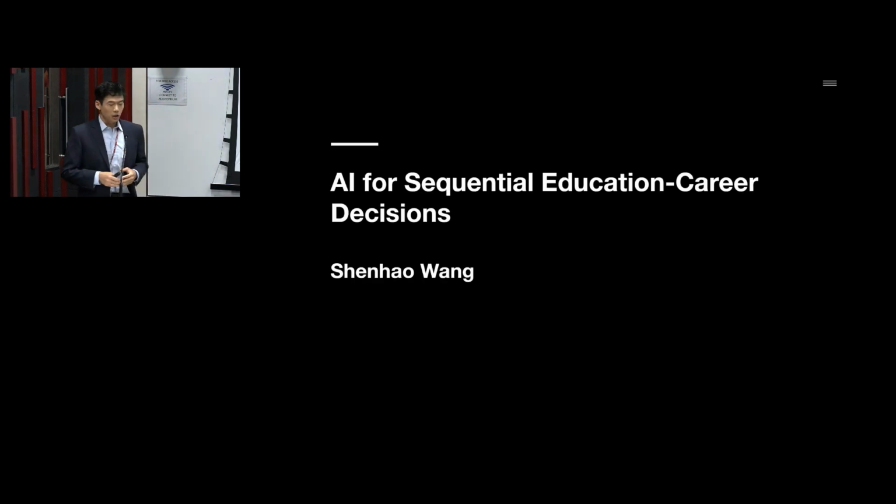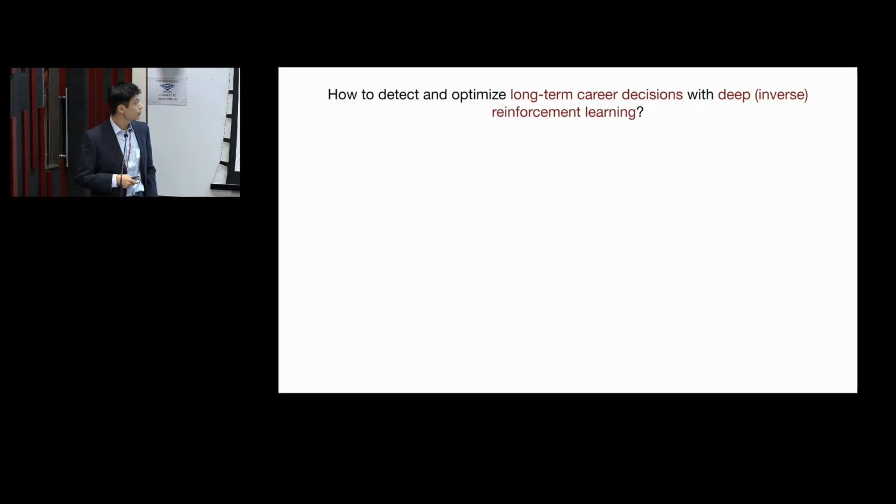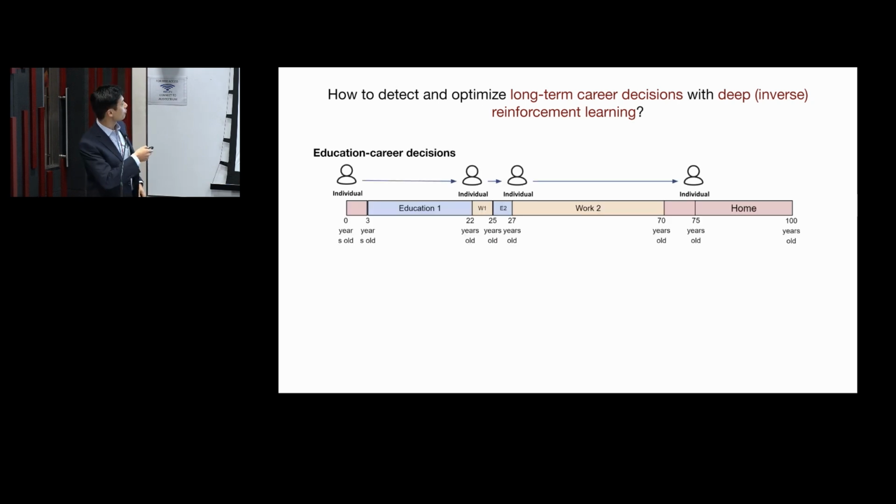All right, let's get into the very concrete research part. What we did in the first year is about using AI to help with sequential education and career decisions. So in this research, the lead question is how we can detect and optimize your career decision using reinforcement learning. Notice there are 2 keywords, right? One is the topic, sequential decisions. I just visualize that here.